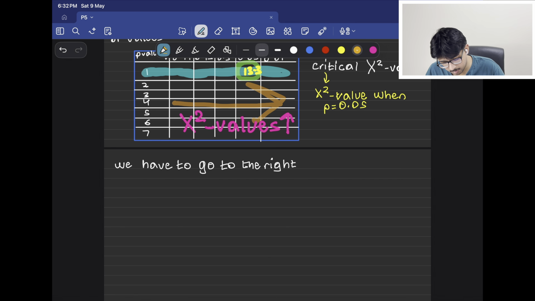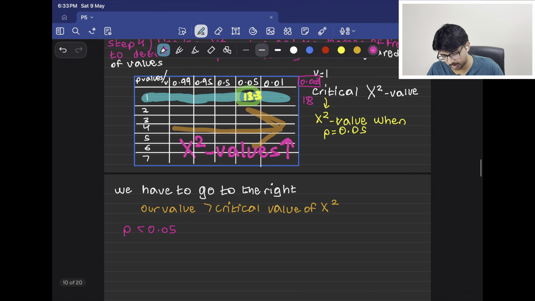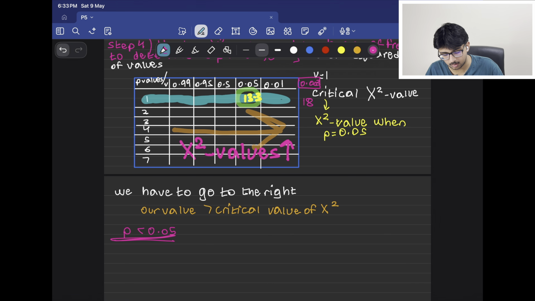Why do we have to go to the right? Because our value is greater than the critical value of chi squared. Now, while you are going to the right, you can clearly see that your p-value becomes less than 0.05. Let's say 18 would be somewhere here, and corresponding to that, the p-value would be 0.003. It's less than 0.05, right? That's what I've written here. Now, if the p-value is less than 0.05, you reject the null hypothesis.